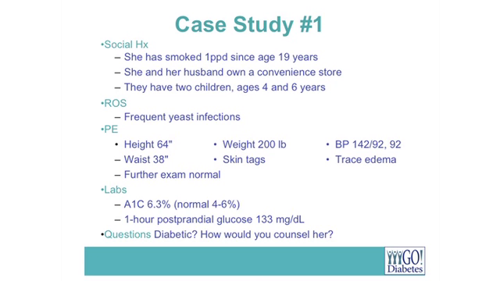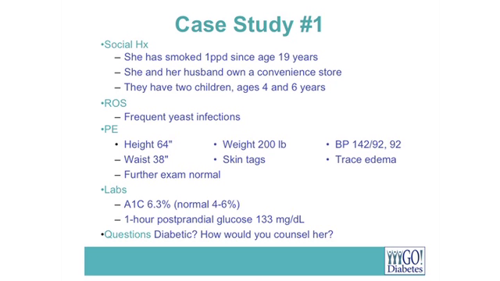Social history, she smokes a pack a day. She and her husband own a convenience store, so you can imagine lots of trips to the soda fountain, you know, making suicides, or what are those drinks you get, you know, wouldn't that be awful? If you had that, you could always get your own soda. Has 2 children, ages 4 and 6. She has frequent yeast infections, so that makes you wonder if she's had some hyperglycemia.